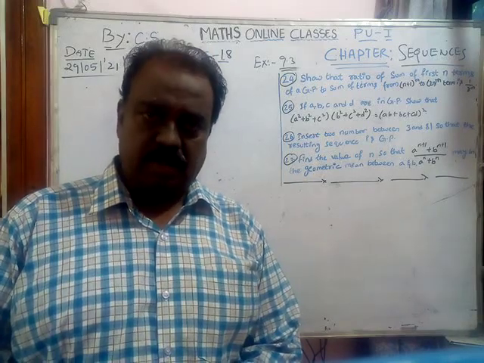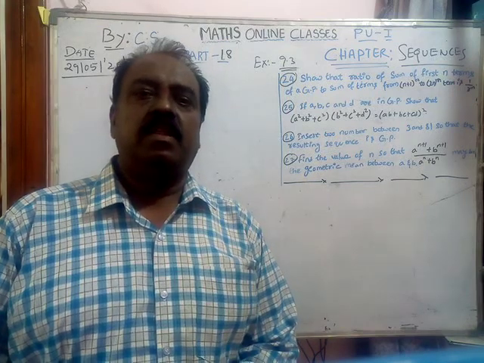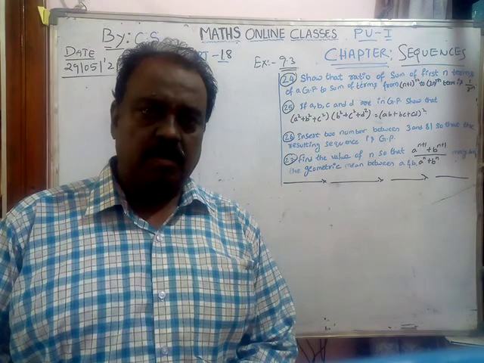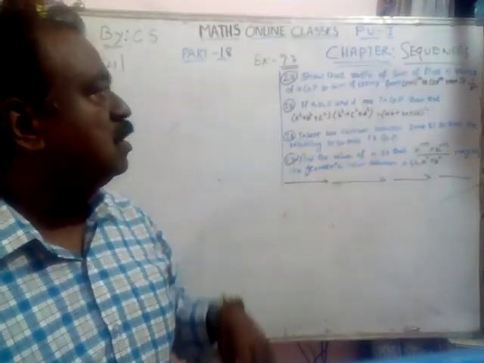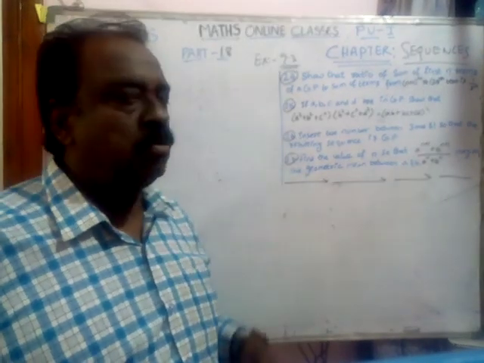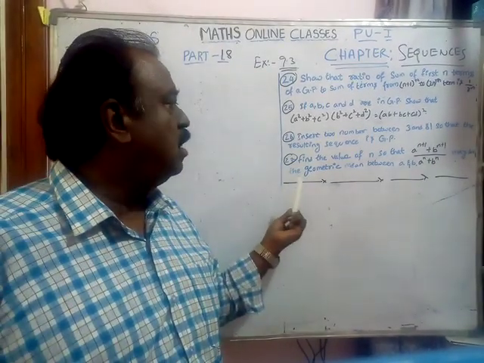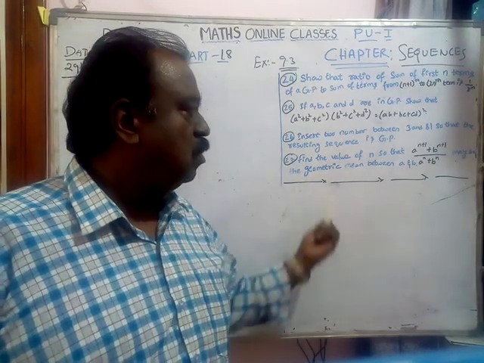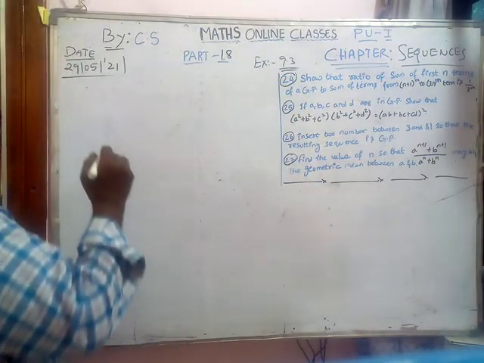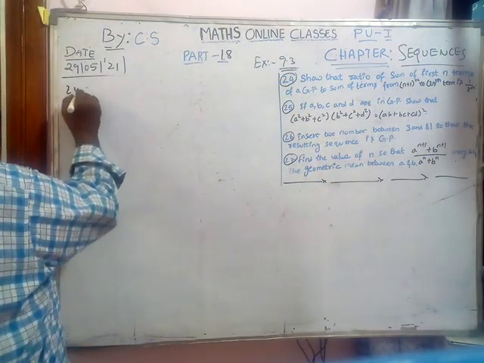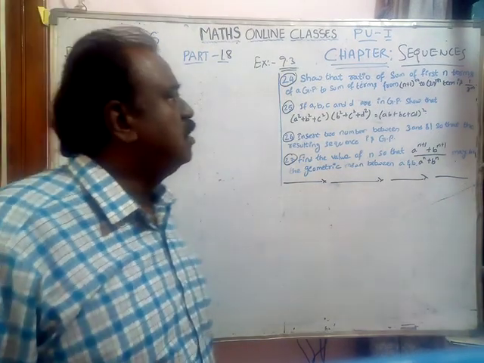This is online classes. We are in the chapter Sequences, and the exercise is 9.3. Already we solved some problems, that is 23 problems. We solved the 24th. Four problems are important as well as lengthy, so only four problems I am now solving. So here the 24th problem. You open your textbook and you see there.